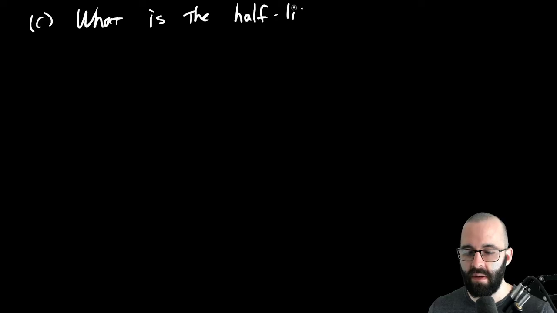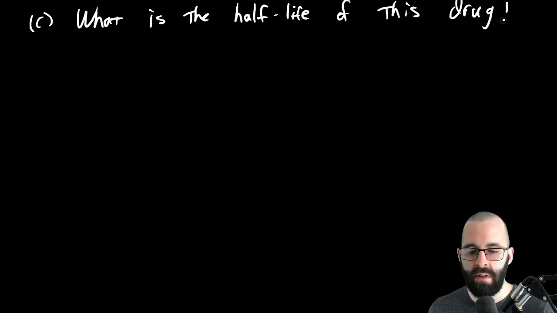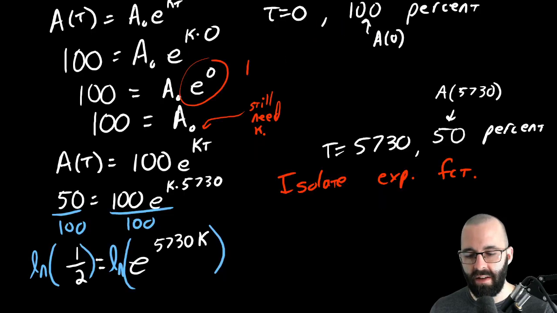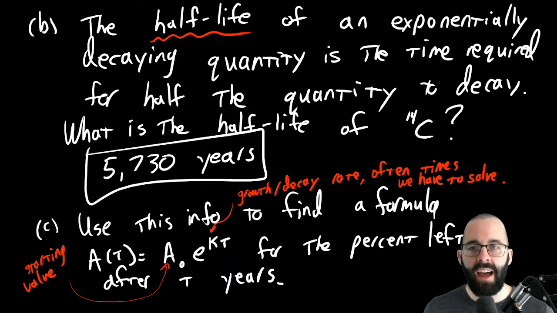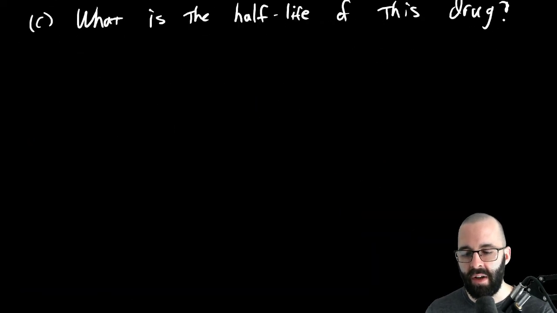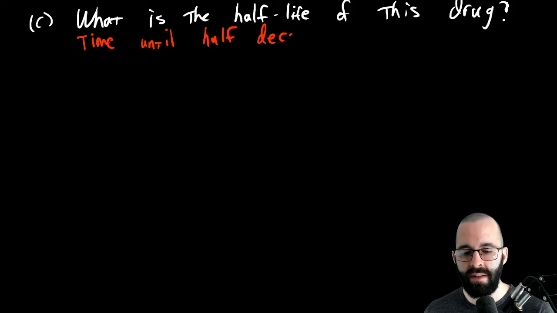Part C. What is the half-life of this drug? Well, check back to our notes. What the heck does half-life even mean? The half-life of an exponentially decaying quantity is the time required for half the quantity to decay. So in our case, it's going to be the time until half decays.